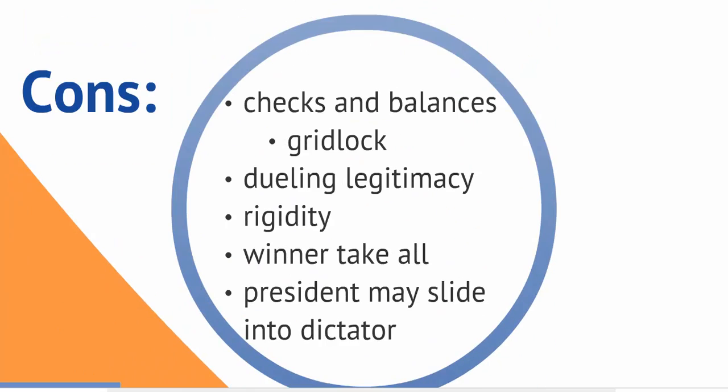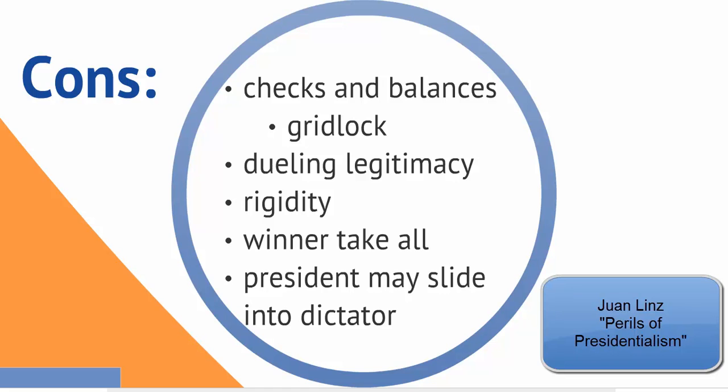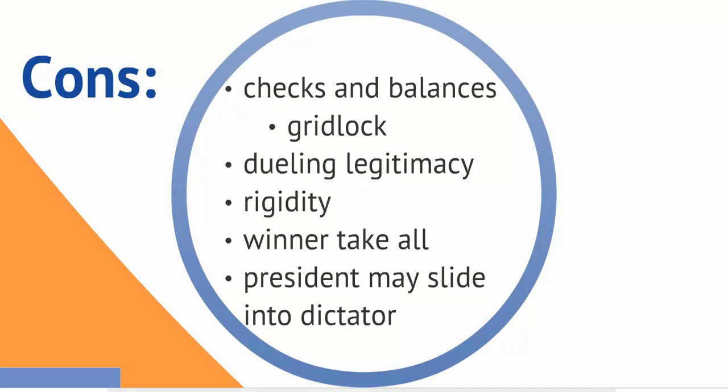Let's turn to the cons. Well, there's a very prominent political scientist named Juan Linz who wrote a very influential piece called The Perils of Presidentialism. So as you can guess from that title, his argument is that presidential democracy is much more problematic than parliamentary democracy. So let's think about some of his reasons.